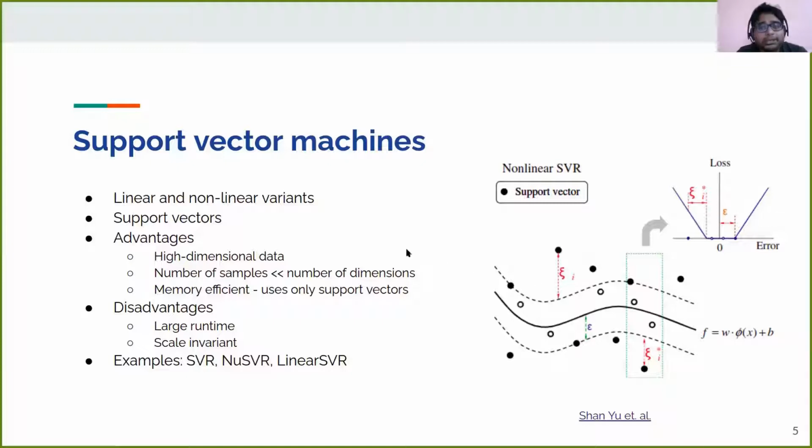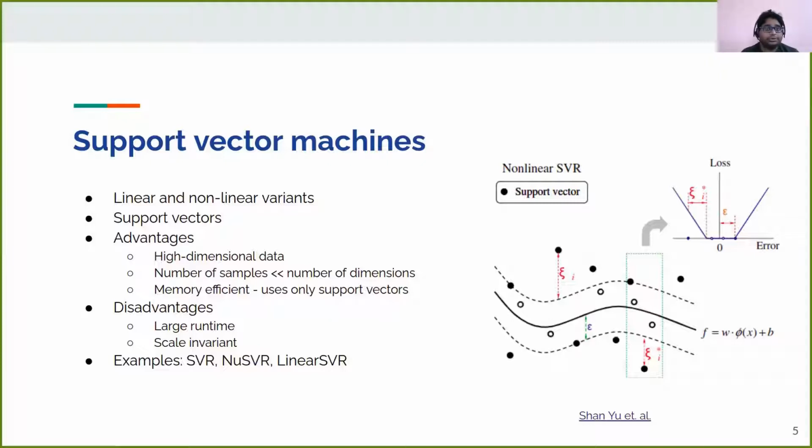We need only the support vectors. The dark circles that we see here are the support vectors. We need only these vectors to classify a new sample, and the rest of the data we can throw away, which makes support vector machines highly memory efficient, because these support vectors are too few compared to all the data points.